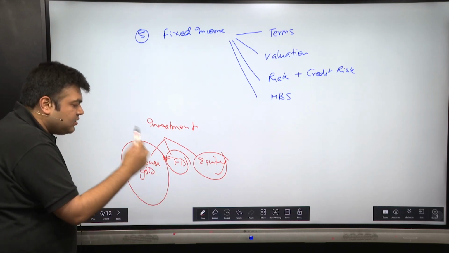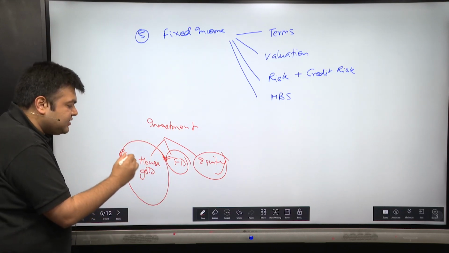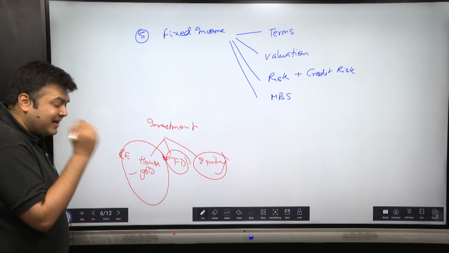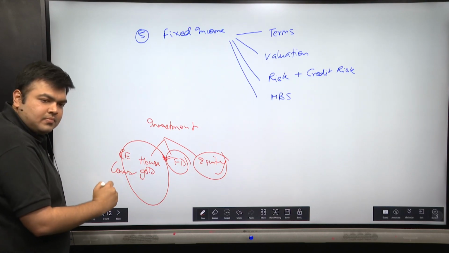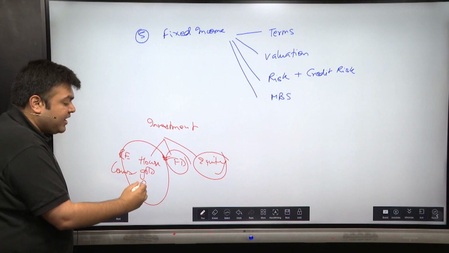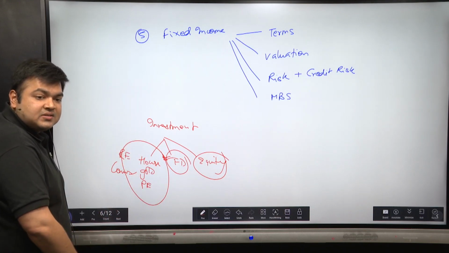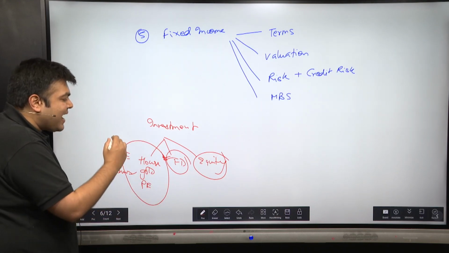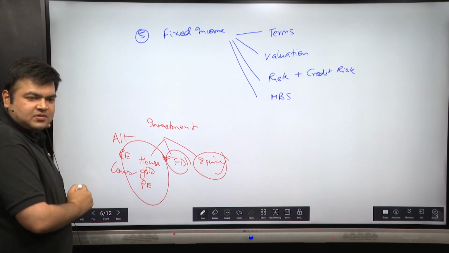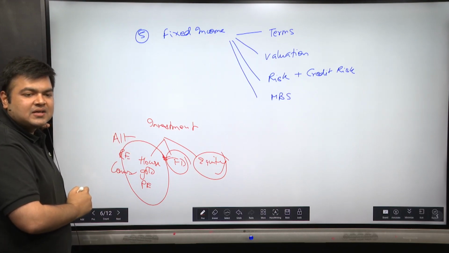And the third could be your house, that is real estate. It could be gold, that is like a commodity. Then it could be private equity, startups. People have started investing in startups also. So all that is categorized under alternate investments. So these are your 3 subjects which we will discuss now.